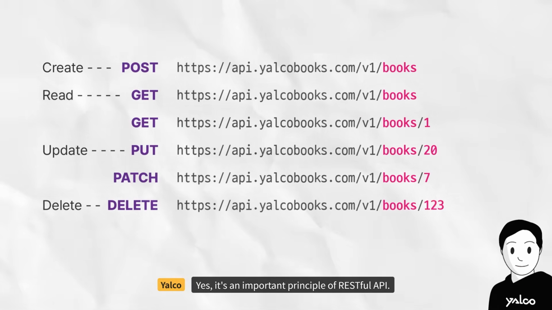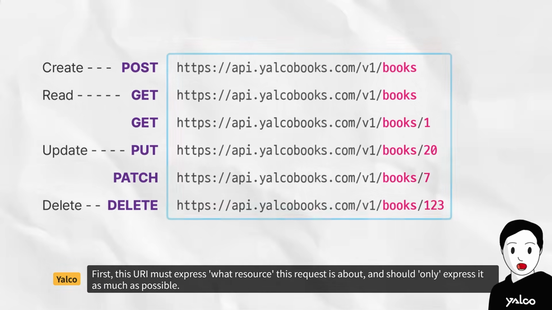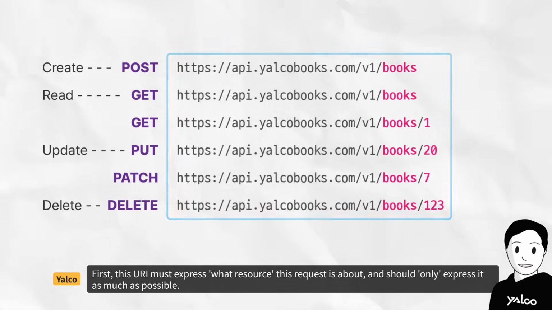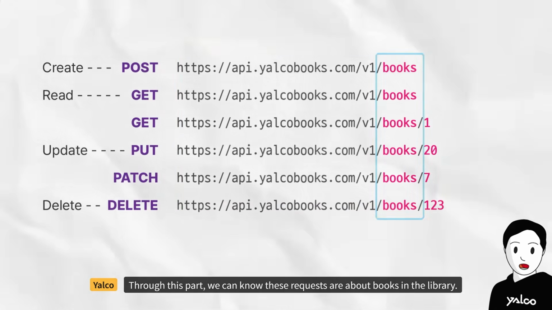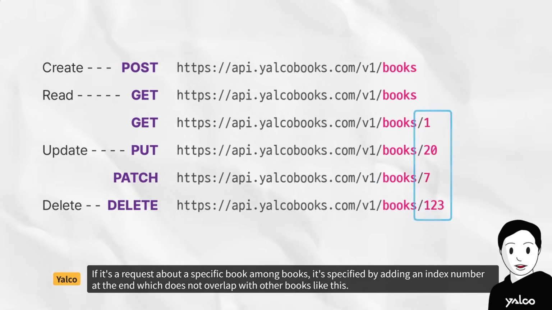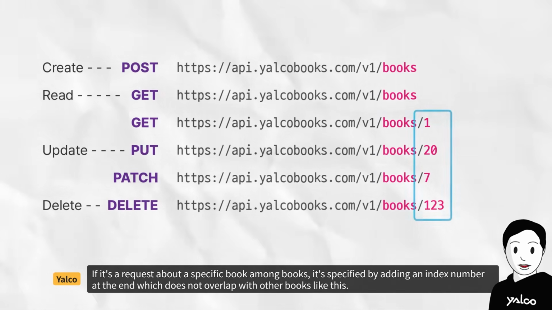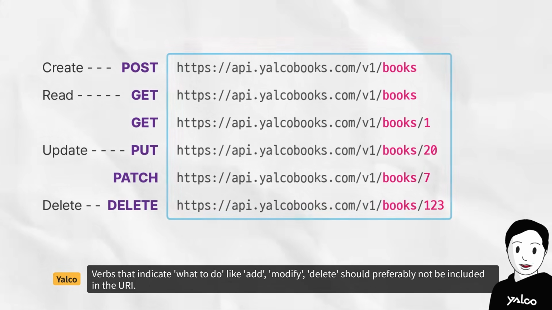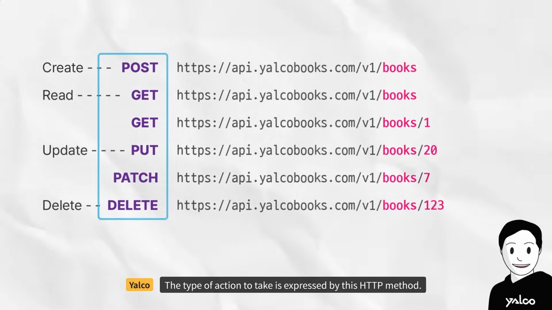Yes, it's an important principle of RESTful API. First, this URI must express what resource this request is about, and should only express it as much as possible. Through this part, we can know these requests are about books in the library. If it's a request about a specific book among books, it's specified by adding an index number at the end, which does not overlap with other books like this. Verbs that indicate what to do, like add, modify, delete, should preferably not be included in the URI. The type of action to take is expressed by this HTTP method.